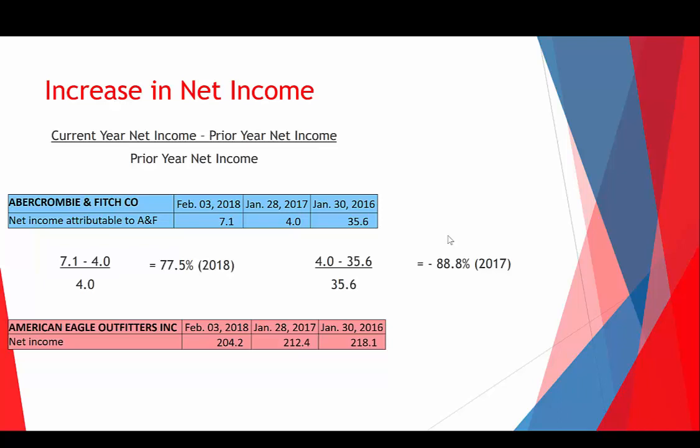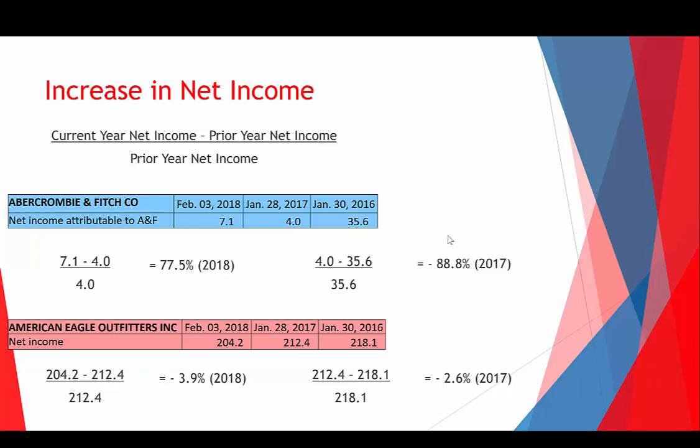Yep, absolutely. And so if we perform the same analysis for American Eagle, we can see they also went down in 2017 by 2.6%, so not as bad as Abercrombie & Fitch. But then in 2018, we have another decrease, which might be a little bit concerning, where you had a competitor, Abercrombie & Fitch, that recovered a little bit, whereas American Eagle still decreased by 3.9%.